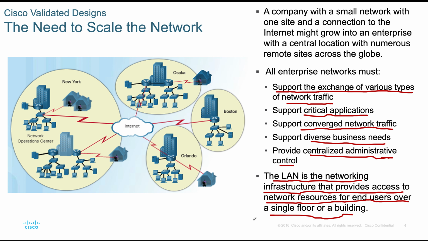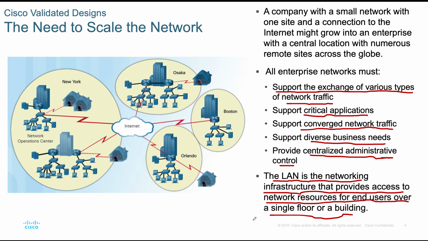We say a good enterprise network must not only converge traffic, it must also support diverse business needs. So if the business is bringing a new product or is introducing a new product line, then the network should be able to deal with it. Okay. Then another thing is that a good enterprise network must be able to provide centralized administrative control, usually in your headquarters. A very well-designed enterprise network must characteristically provide centralized administrative control.